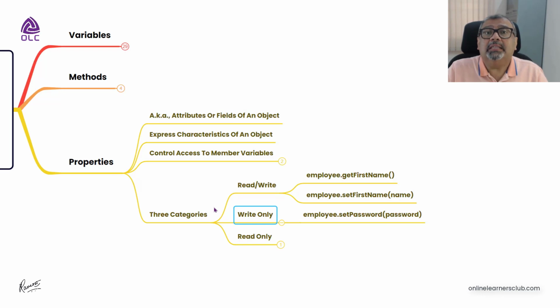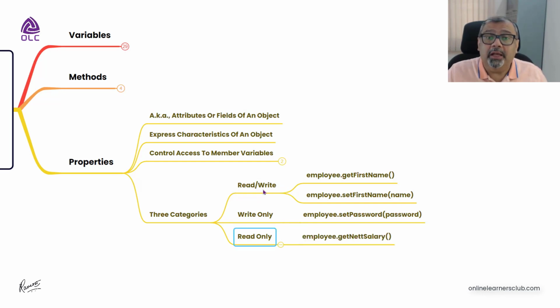Whereas there are certain properties like address. I want to know where you are living, so I can retrieve it, or I can update it. The mobile number of that particular citizen can also be updated, and I can also retrieve the mobile number. That is an example of a read-write property.